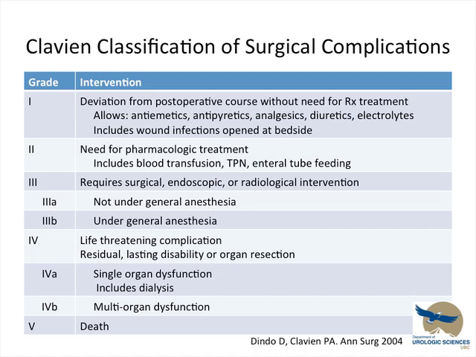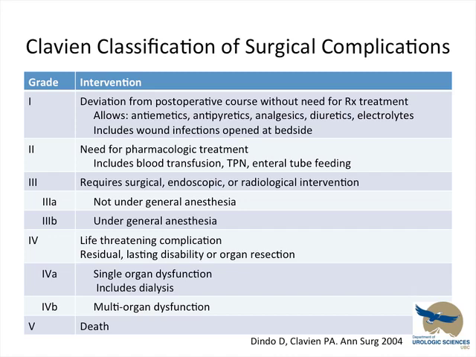Grade 3 classifications are complications that require surgical, endoscopic, or radiologic intervention. They're classified into whether or not it's required under general anesthesia. Examples of 3A would be a nephrostomy tube, or 3B being internal stent placement post partial nephrectomy. Grade 4 are any life-threatening complications, being single organ or multi-organ dysfunction. Grade 4A, a good example, would be dialysis, and Grade 5 being death.